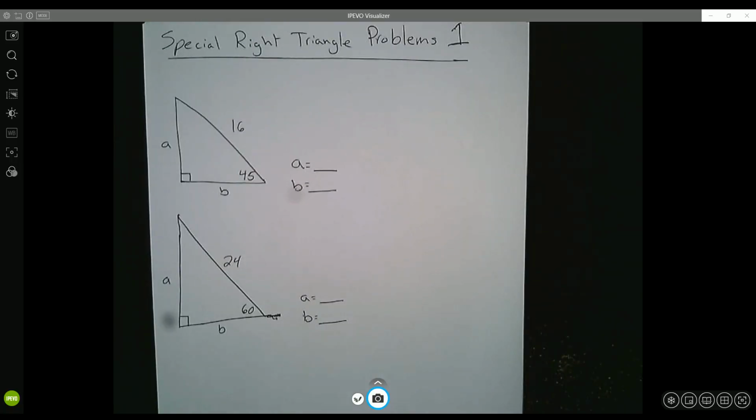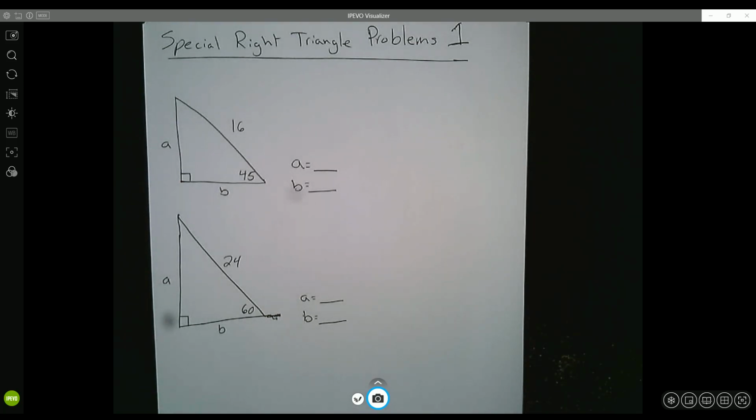Today we're gonna continue looking at special right triangles, but today we're gonna look at a combination of both of them. So we're gonna look at being able to do both 30-60-90 and 45-45-90. We're gonna answer these two problems right off the back, and this is kind of what the problems you're gonna see today will look like.